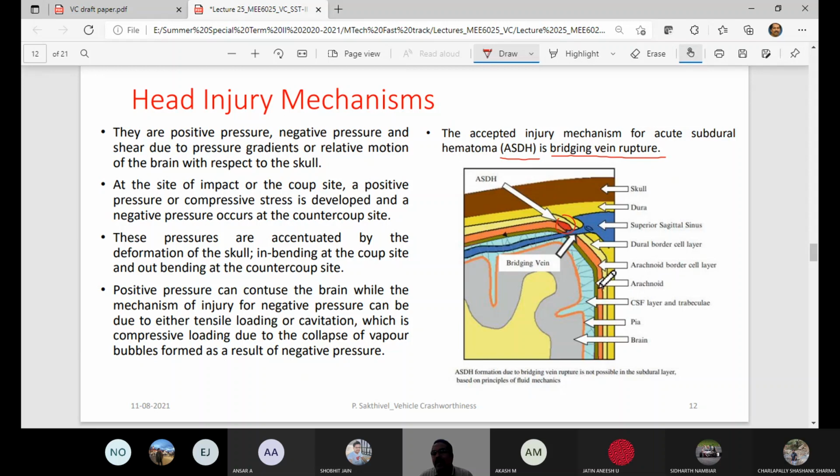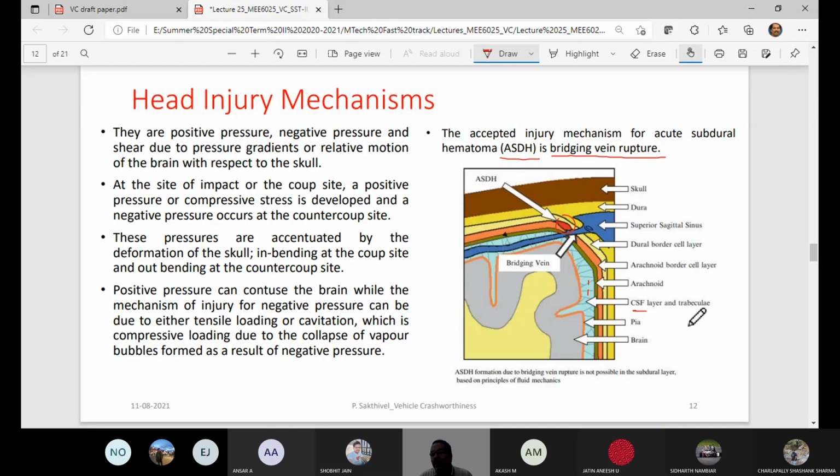So the arachnoid border cell layer and dura border cell layer is what is in the middle. And the arachnoid is the fourth layer inside the skull, and that is what is going to interact with this blue color region, the fluid, that's called the cerebrospinal fluid, CSF layer.